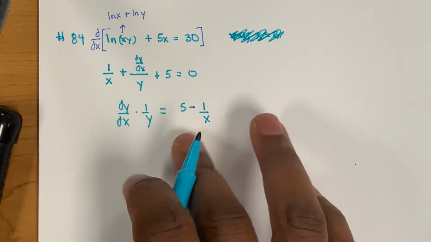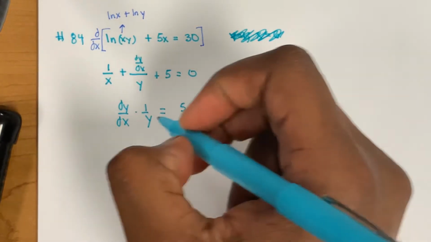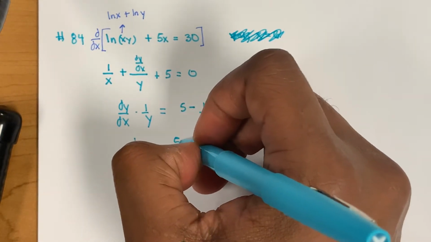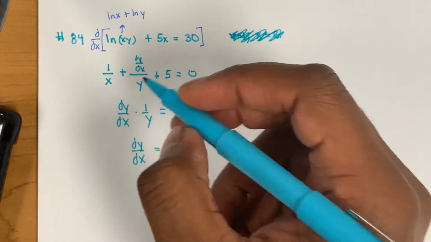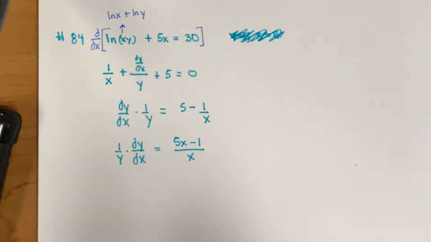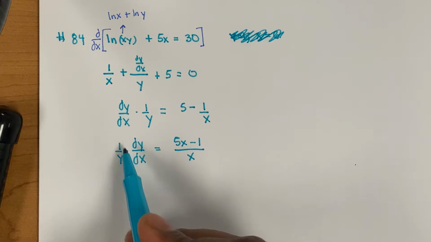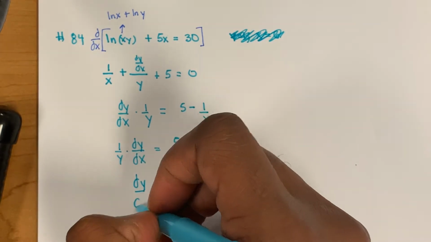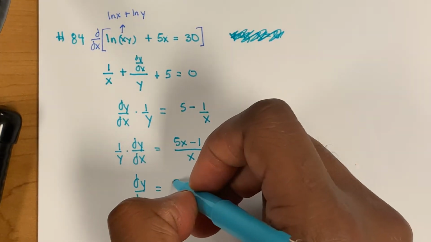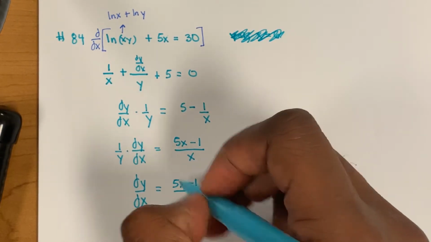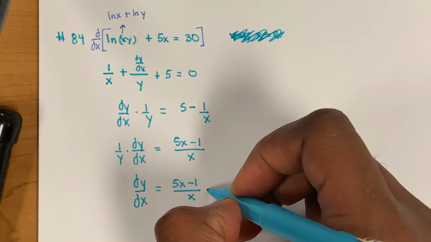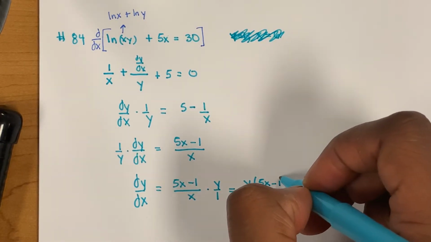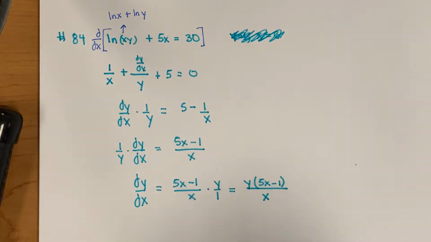I'm not a big fan of having things that aren't fractions with things that are fractions. So let's take a moment to rewrite. So we get dy over dx equals 5x minus 1 all over x. You know what? Include the 1 over y, right? So we're solving for dy over dx. We need to divide by 1 over y, which is the same as multiplying by y. So we get dy over dx is 5x minus 1 over x multiplied by this reciprocal. So that's going to be y over 1, which would just give us y times 5x minus 1, and that quantity is divided by x.